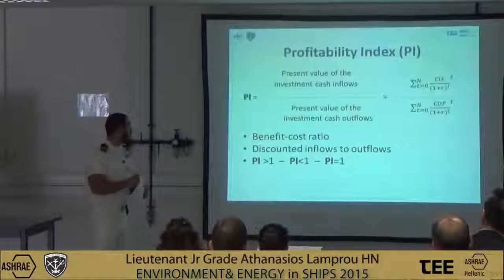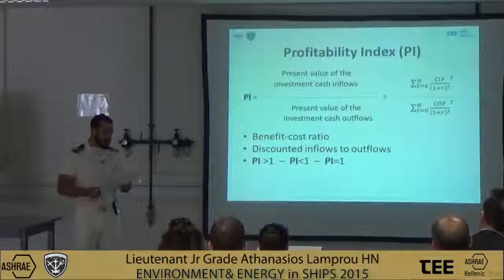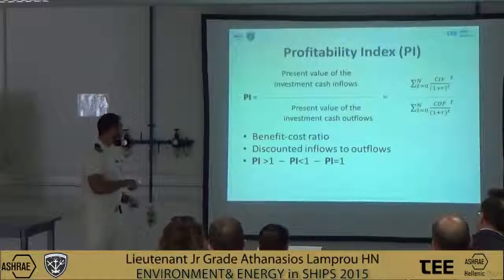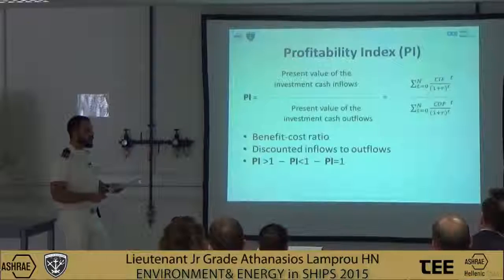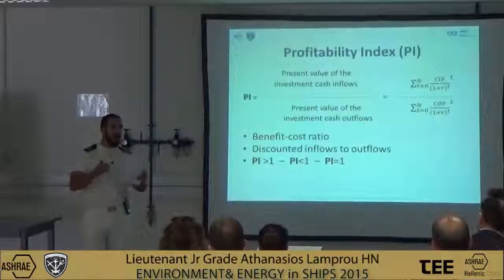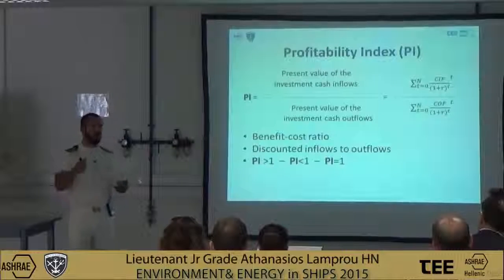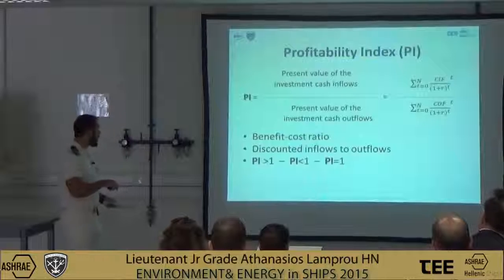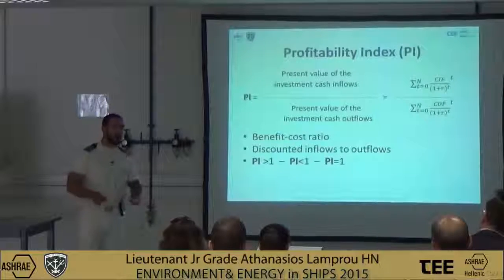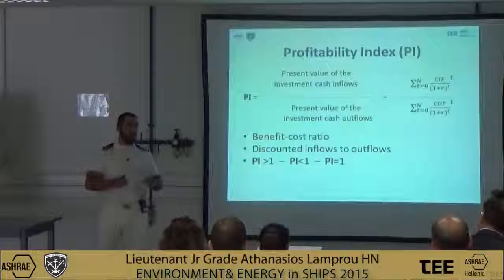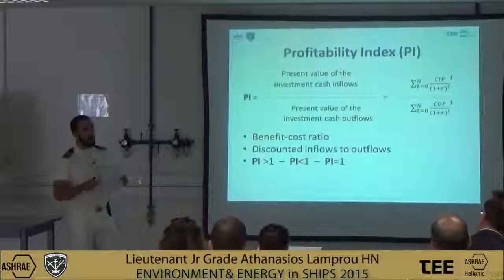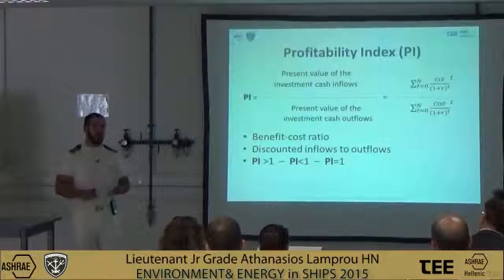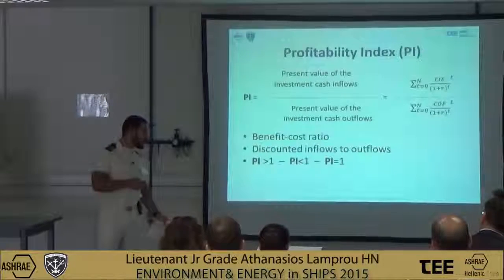The decision-making policy regarding this method is quite simple too. When PI is greater than 1, we should accept the project because this means that we will get as a return more than €1 for every €1 that we invest. So we will accept the project. When PI is smaller than 1, we should reject the project because this will return us less than €1 for every €1 that we invest. Finally, when PI is equal to 1, we should be indifferent about accepting or rejecting the project.